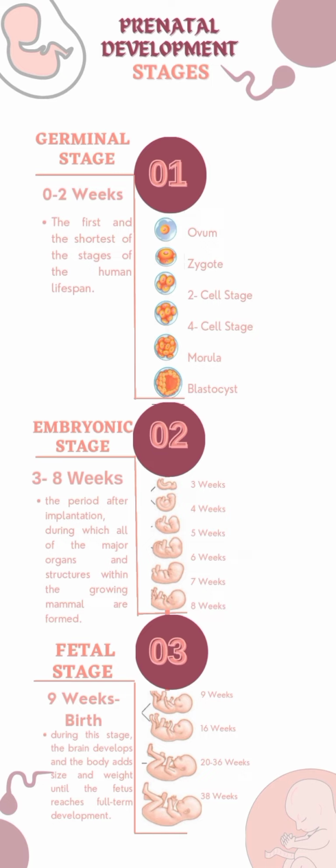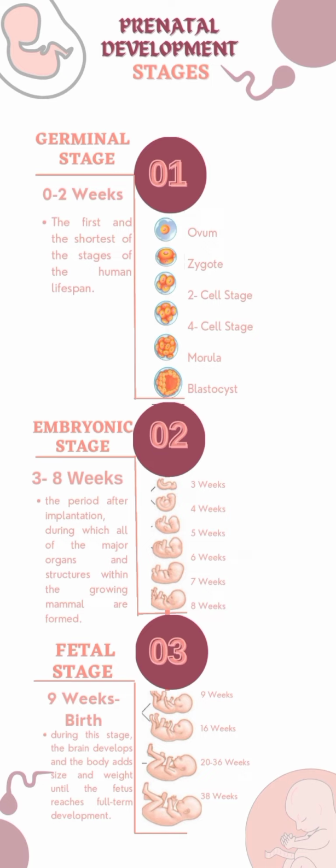cells, and into a morula. A morula is a solid ball of cells. And then, it continues as the morula undergoes additional changes to become a hollow ball of cells called the blastocyst. The germinal stage ends when the blastocyst implants in the endometrium of the uterus.